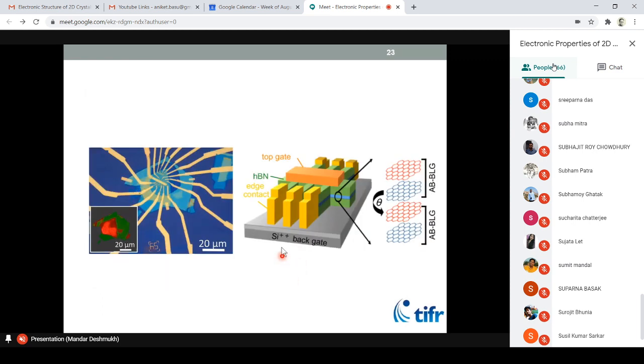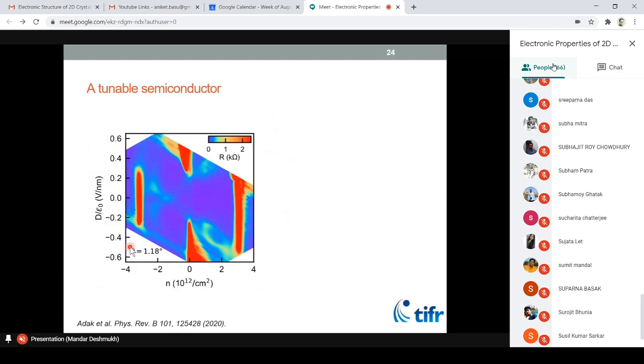So we can apply an electric field in this direction, and that tunes its electronic properties. Electric field is a very important knob. In this particular material, at this point, it behaves as if it's a metal, but if you start applying electric field in this direction, it starts to behave more like a semiconductor.